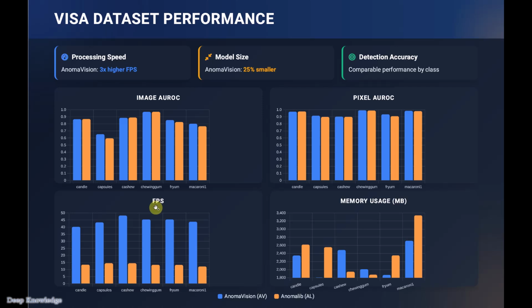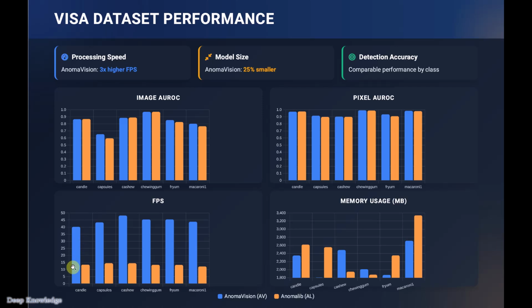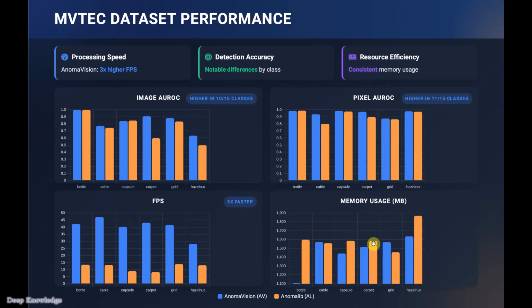Now, the most interesting one is frames per second, how many frames we can process. So this one you can see we can process 40 frames per second, and this one is just 13 or 14. And it's the same for the memory, which is somehow close. Sometimes they are better on some datasets.